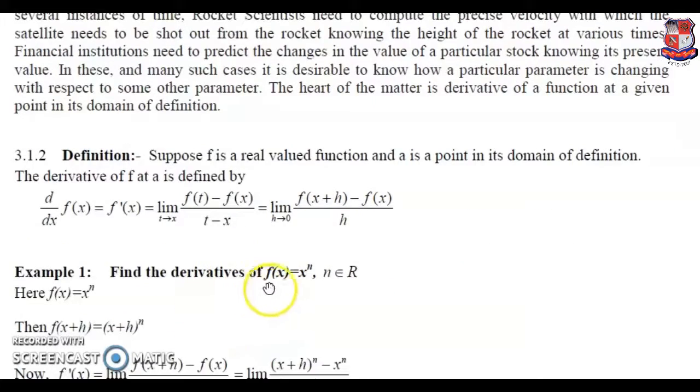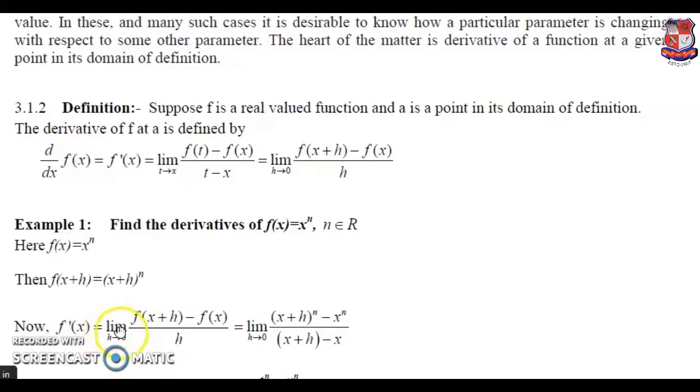Example number 1. Find the derivative of f(x) equal to x raised to n, n belongs to I, by using the definition method. So here f of x equal to x raised to n. Therefore f of x plus h equal to (x plus h) raised to n. Using the differentiation definition, f dash x equal to limit h tends to 0, f of x plus h minus f of x by h. F of (x plus h) raised to n minus f of x raised to n. In the denominator only a single h, but in the numerator x plus h minus x. So we have to add x and subtract x in the denominator.